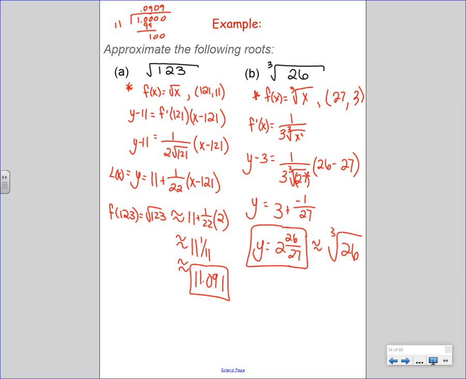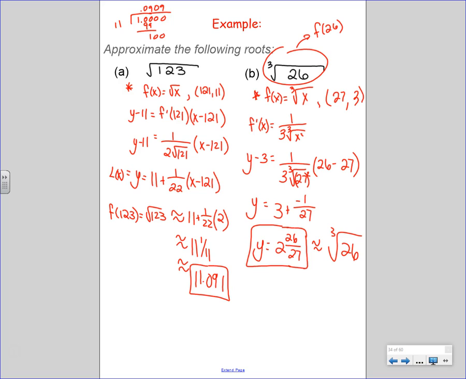Because remember, our cubed root is our function. So this is f of just 26. Oh, so x is 26 when f is the cubed root of x. Oh, because of y minus 3? Oh, because then I distributed, stupid.